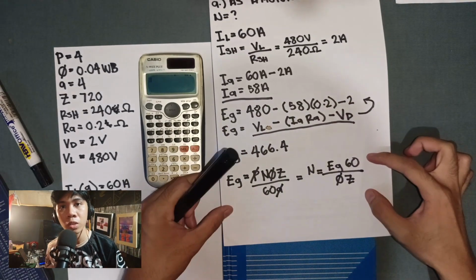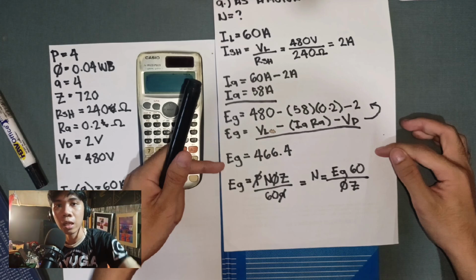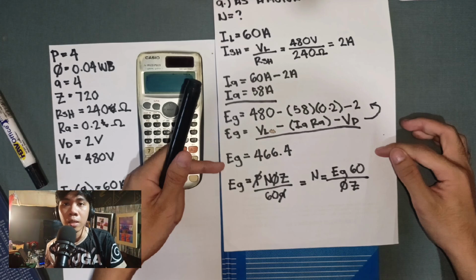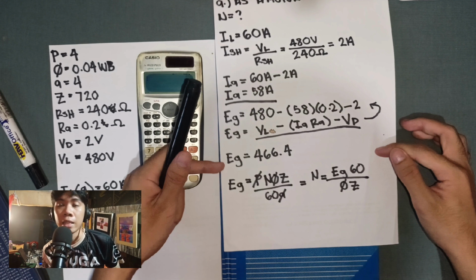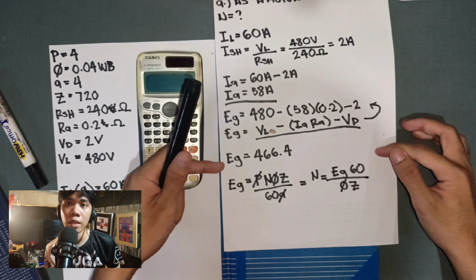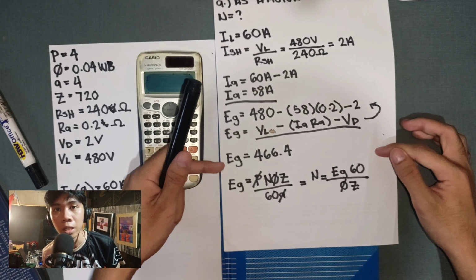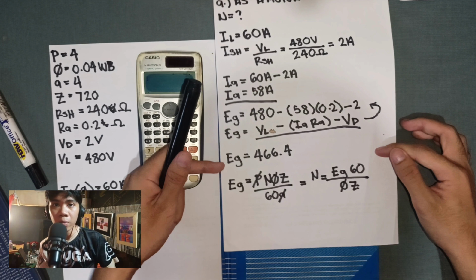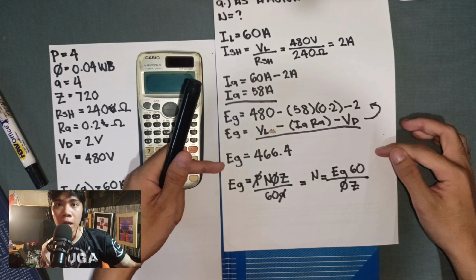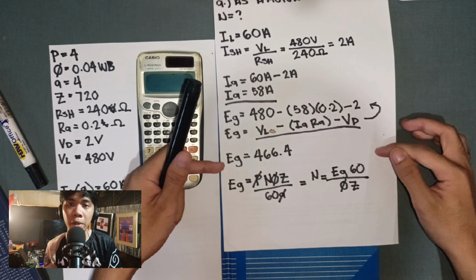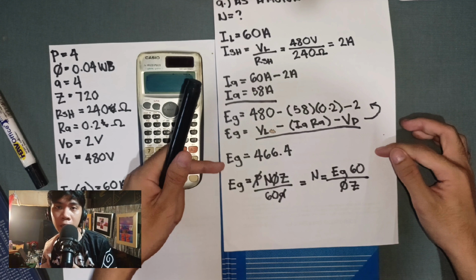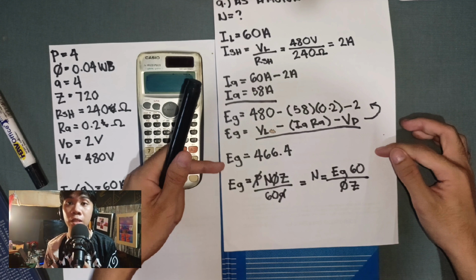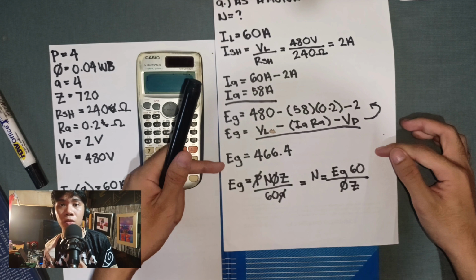So, kailangan natin i-substitute. Once i-substitute na natin ang ating mga given, makukuha natin ang sagot na 466.4 na EG or EMF natin. So, bali, meron na tayo niyan. So, once na makuha natin yung EG, ngayon, para mabigyan tayo ng idea kung bakit natin kinailangan yung IA kanina para masagutan natin ano ba yung EG. So, bali dito, nakuha natin yung EG.